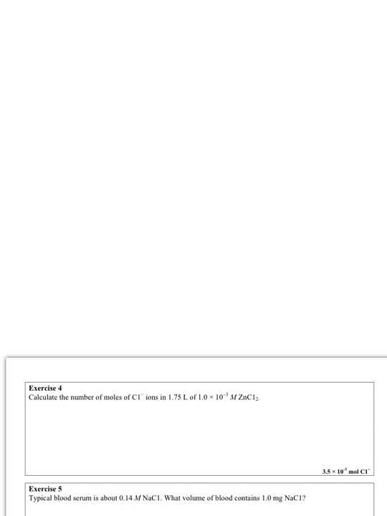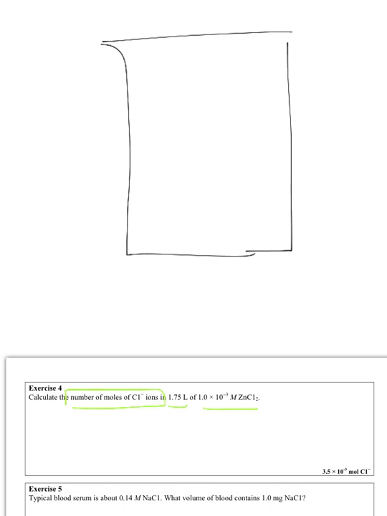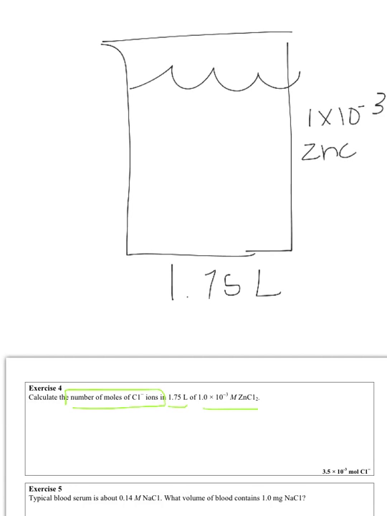Exercise number 4 asks us to calculate the number of moles of chloride ions, that's what I need, in 1.75 liters of 1 times 10 to the negative 3rd molar zinc chloride solution. So the first thing I want you to do is actually just picture what this looks like. Here's my container, it's a little beaker. Let's say that this beaker is holding 1.75 liters of solution. So there's my solution. The concentration of that solution is 1 times 10 to the negative 3rd zinc chloride.